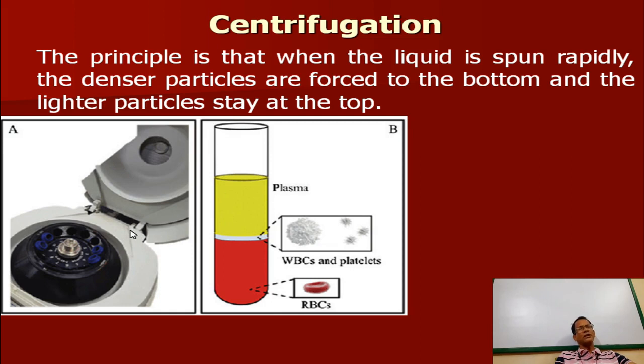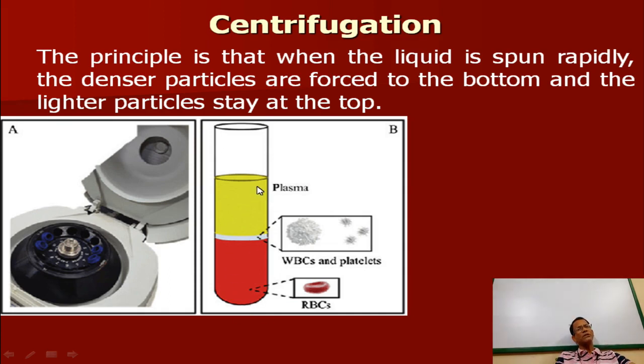In this technique, the solution will be taken in the centrifuge machine. The centrifuge machine will allow the solution to rotate at high speed. When it is spun rapidly, the denser, heavier particles are forced to the bottom, and the lighter particles stay at the top. So the lighter particles remain in the upper layer and the heavier particles go to the bottom.